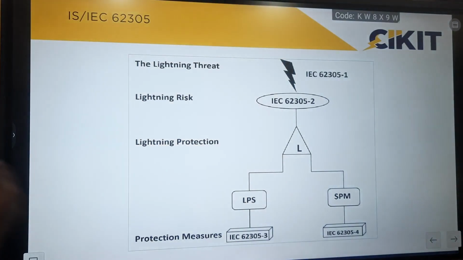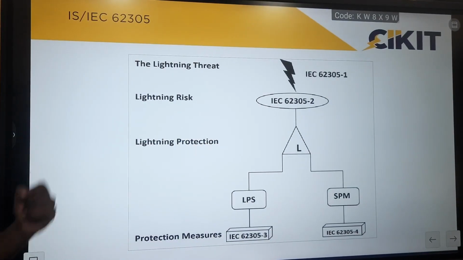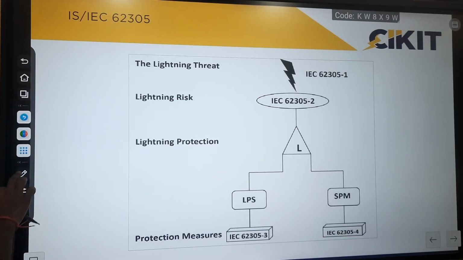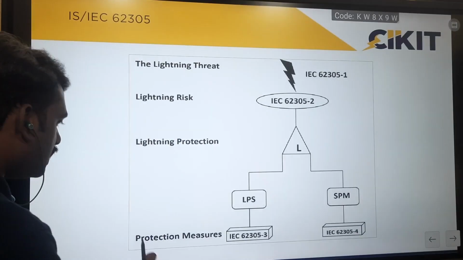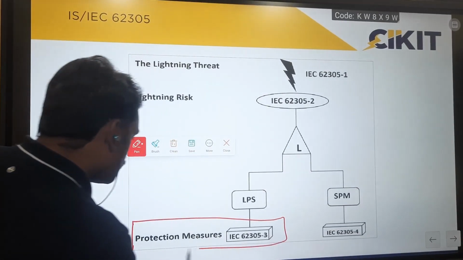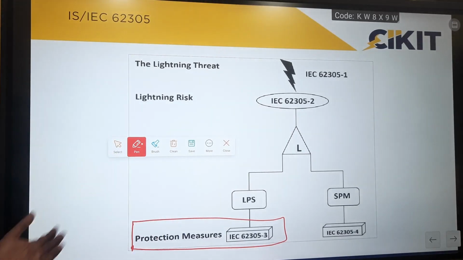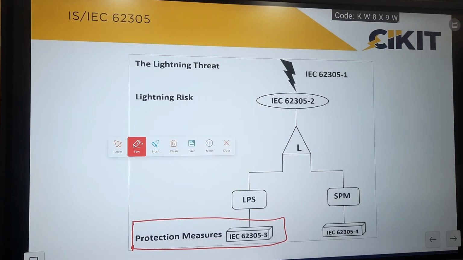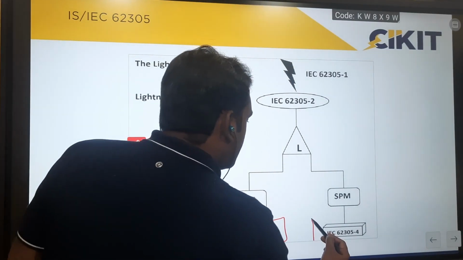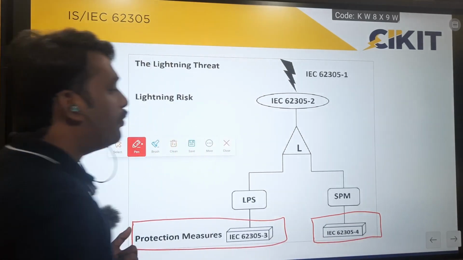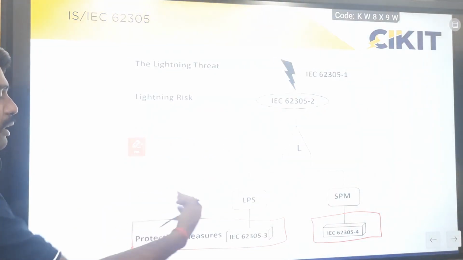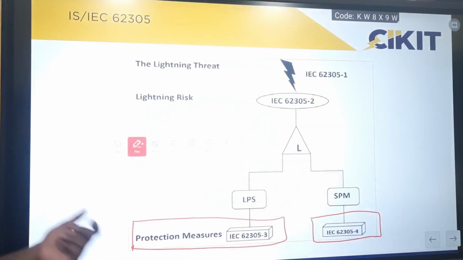So 62305 is the standard which we follow for performing this risk assessment and designing of lightning protection system. In this webinar, we will be concentrating only on this 62305 part 3, that is protection measures for the lightning protection system. So it is mainly about the external lightning protection system, and in part 4 we will be explaining about the internal lightning protection, which is the protection for electronic equipments inside the building.